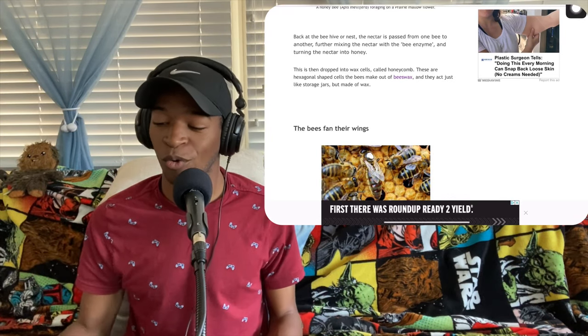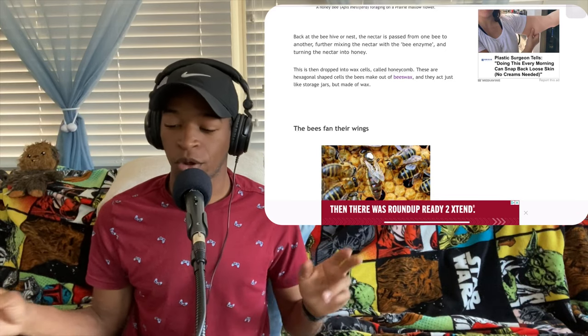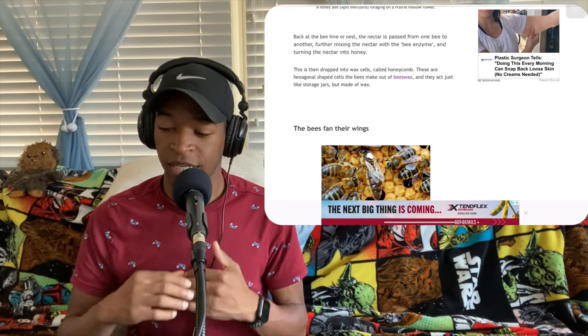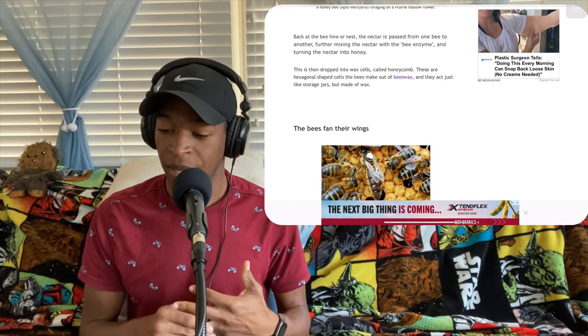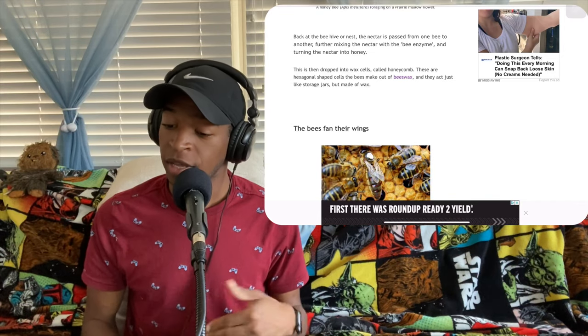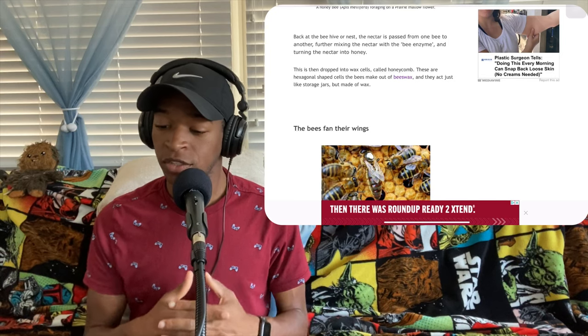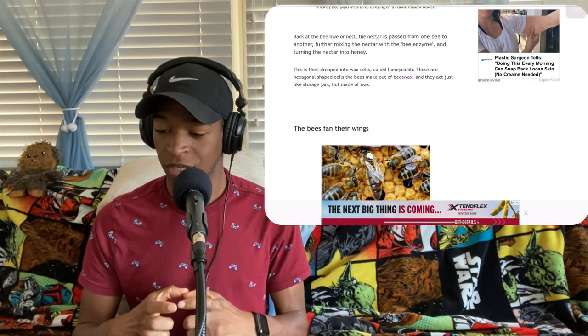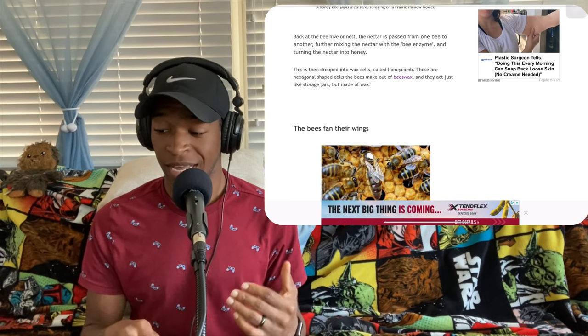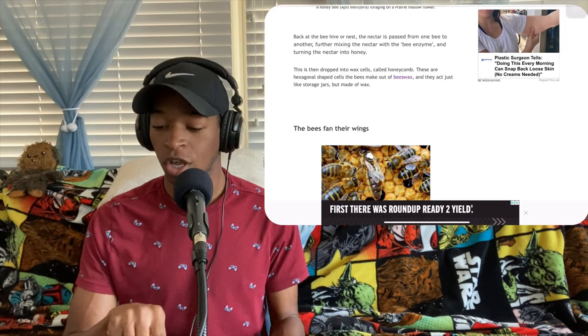Back at the beehive or nest, the nectar is passed from one bee to another, further mixing the nectar with the bee enzyme and turning the nectar into honey. This is then dropped into wax cells called honeycomb. These are hexagonal-shaped cells the bees make out of beeswax, and they act just like storage jars but made of wax.